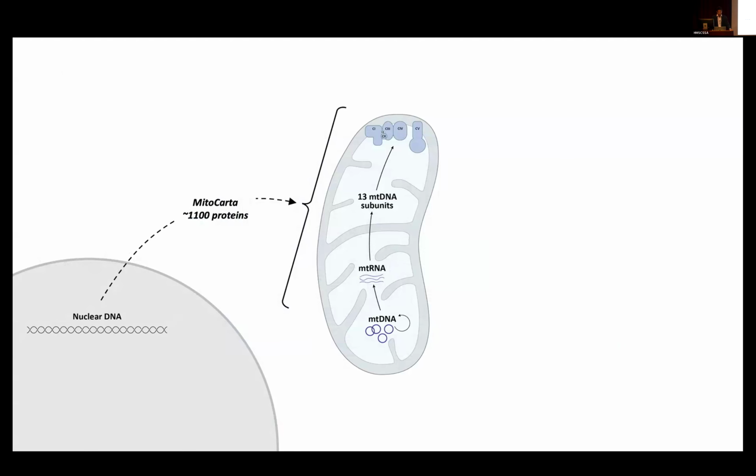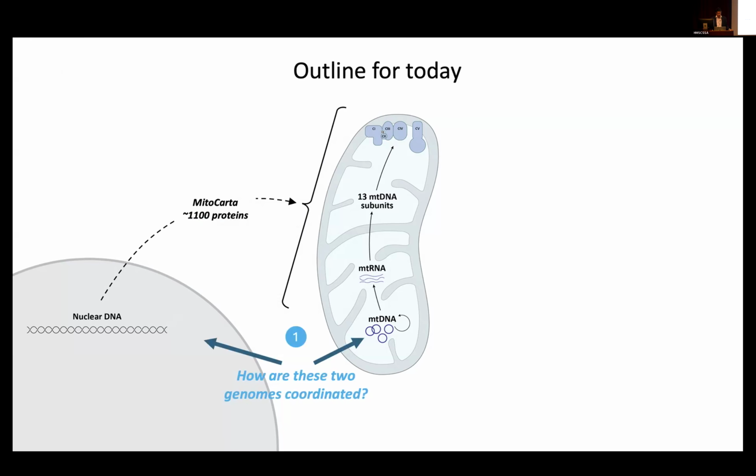With that as an introduction, I'm going to share with you two arcs from our lab. In the first, I'm going to share some very recent work that addresses the question of how these two genomes get coordinated. And in the second, I'm going to talk about some of our approaches to try to alleviate the disorders of the mitochondrion. And then at the very end, in one slide, I will make an attempt to combine these.